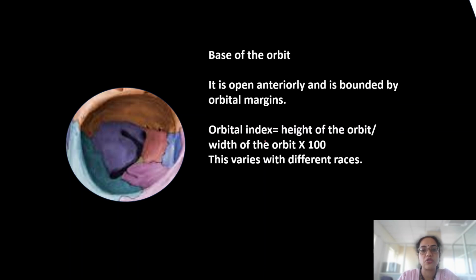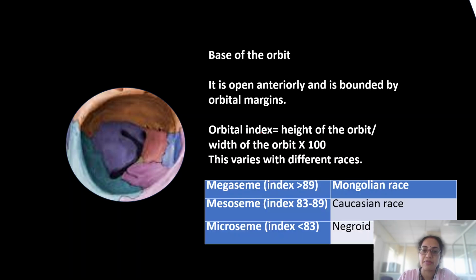The base of the orbit is open anteriorly and is bounded by orbital margins. These orbital margins are also known as the orbital rim. So we can calculate the orbital index by taking the height of the orbital base and the width of the orbital base and dividing it by 100. So we get something known as an orbital index based on which we can classify them into megaseam, mesoseam and microseam. So these are specific indices for different races like I have written here.